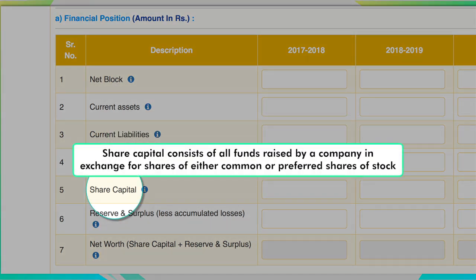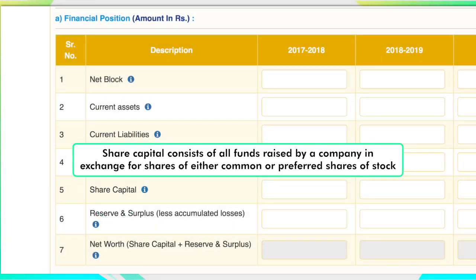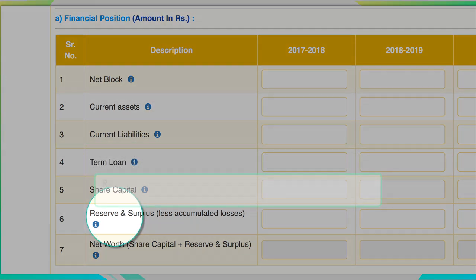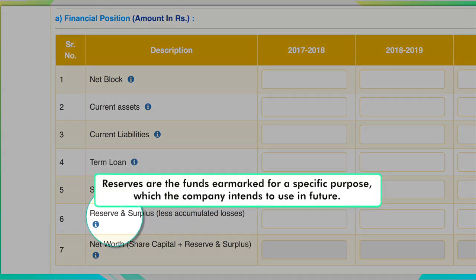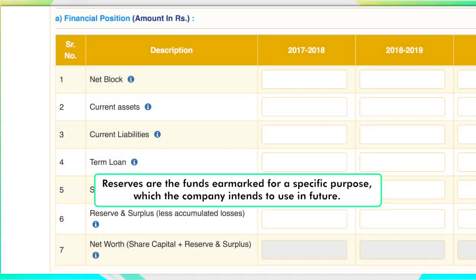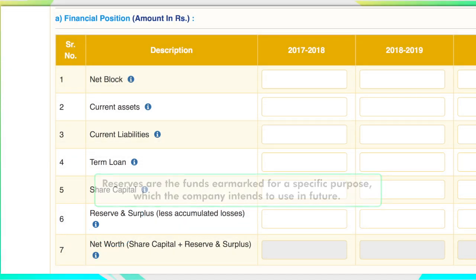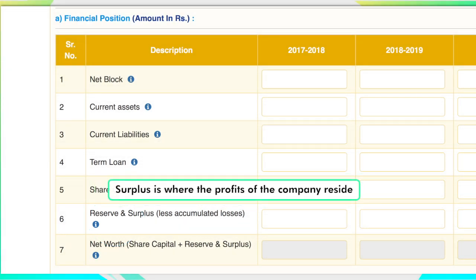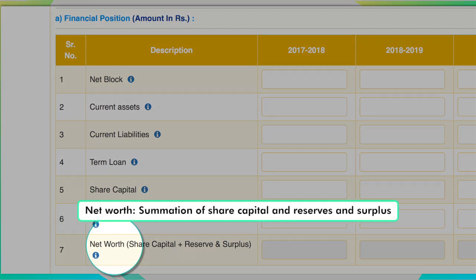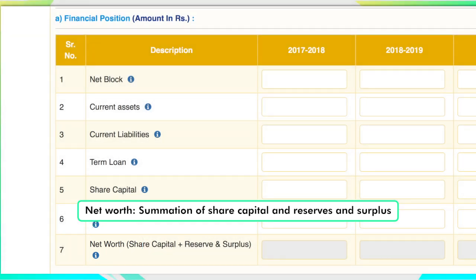Share capital consists of all funds raised by a company in exchange for shares of either common or preferred stock. Reserves are the funds earmarked for a specific purpose, which the company intends to use in future. Surplus is where the profits of the company reside. Net worth: summation of share capital and reserves and surplus.